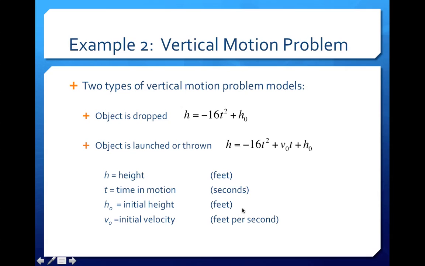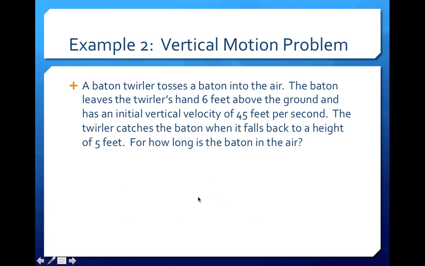All right, so let's look at a problem where we might use this. It says a baton twirler tosses a baton into the air. The baton leaves the twirler's hand 6 feet above the ground and has an initial vertical velocity of 45 feet per second. The twirler catches the baton when it falls back to a height of 5 feet. For how long is the baton in the air?